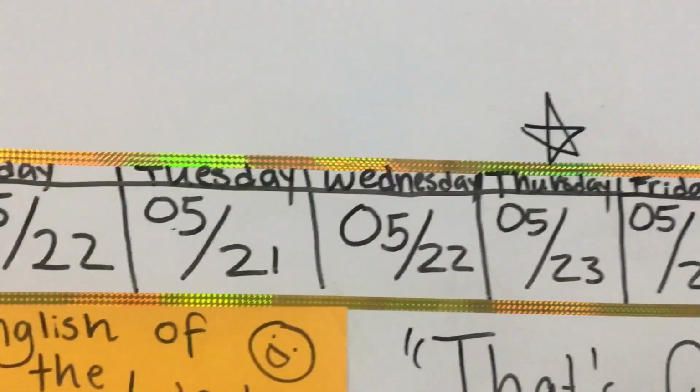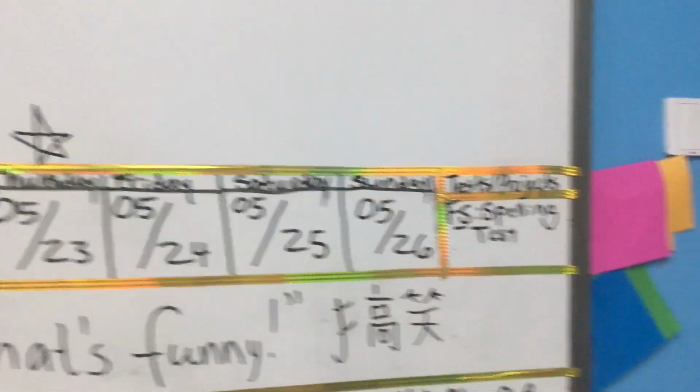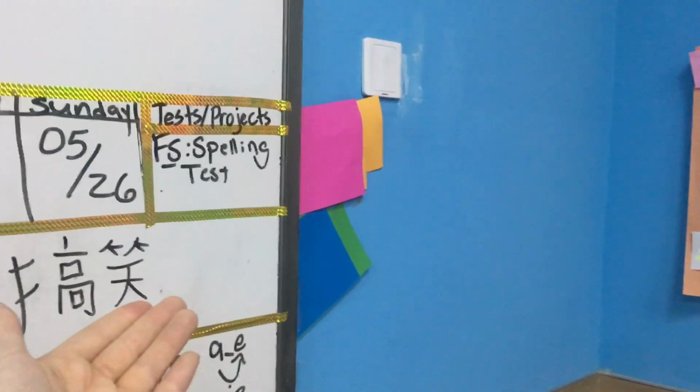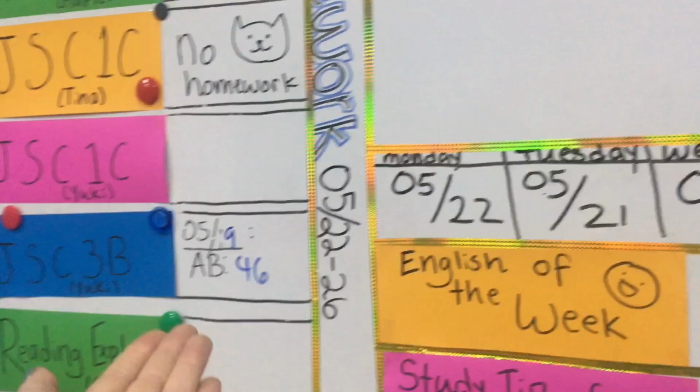Here is just the date so that they know what day it is. Here is any tests that are coming up. So if you see your class, you know you have a spelling test coming up, and you remember to write it down for your homework.